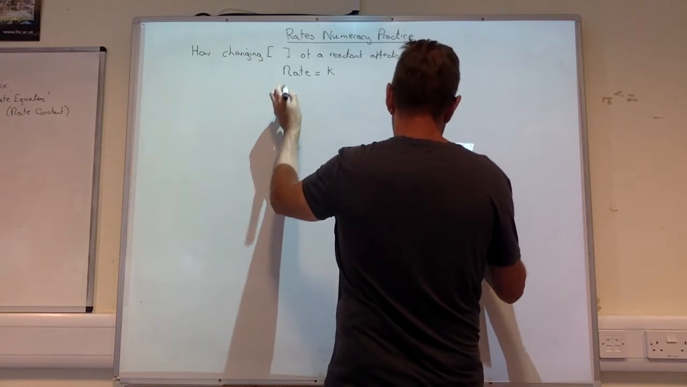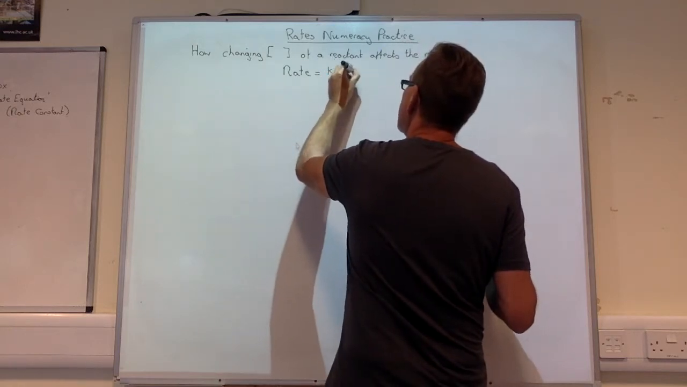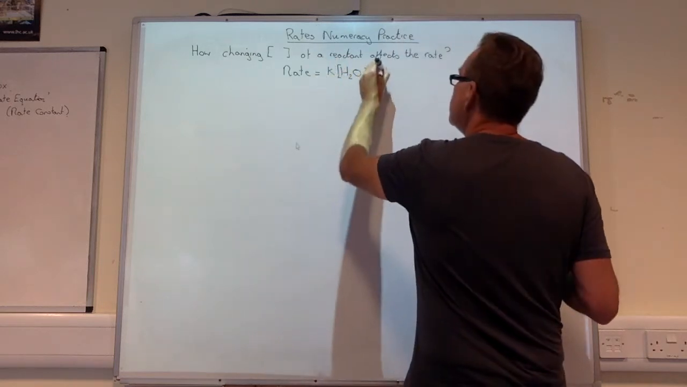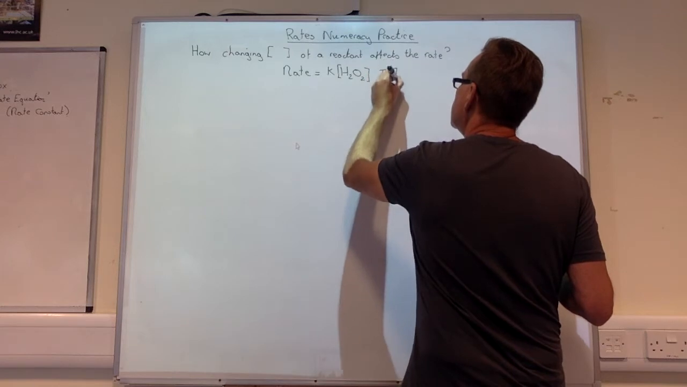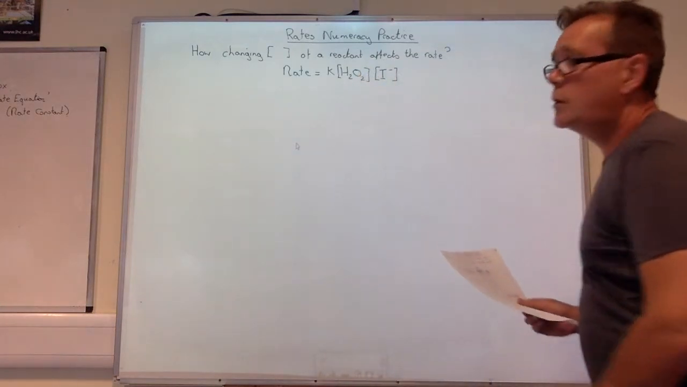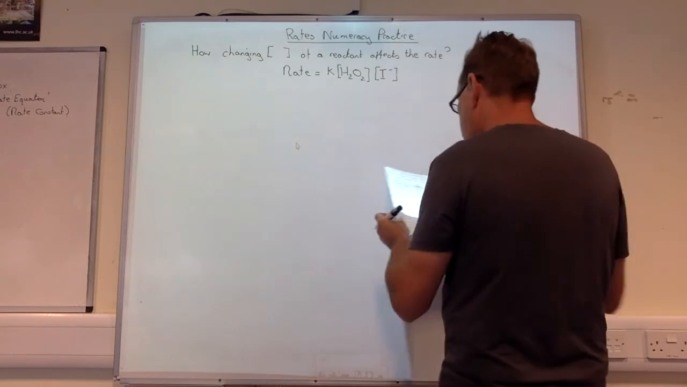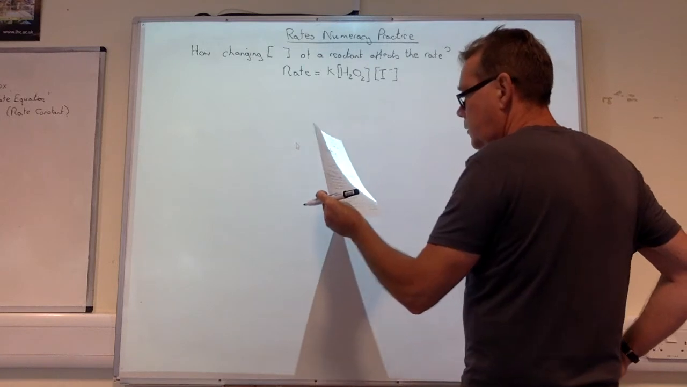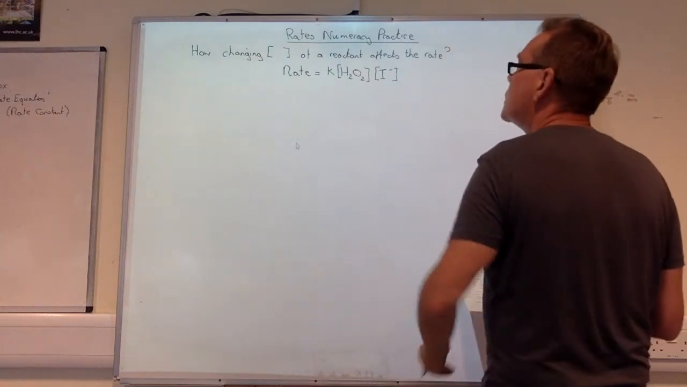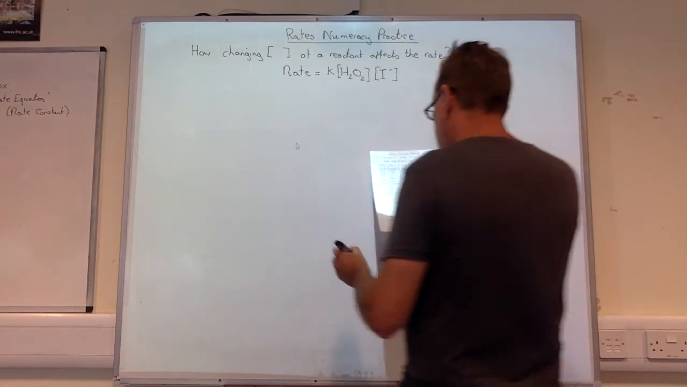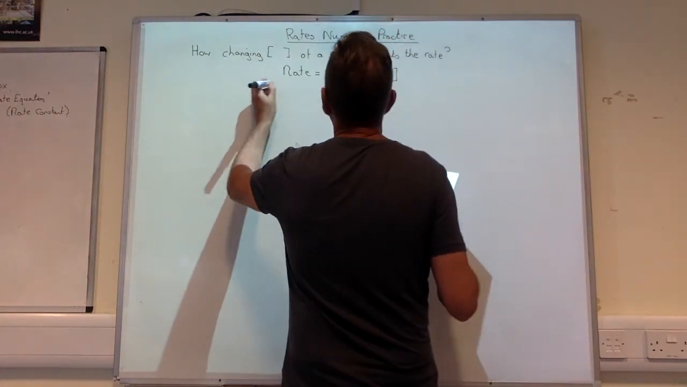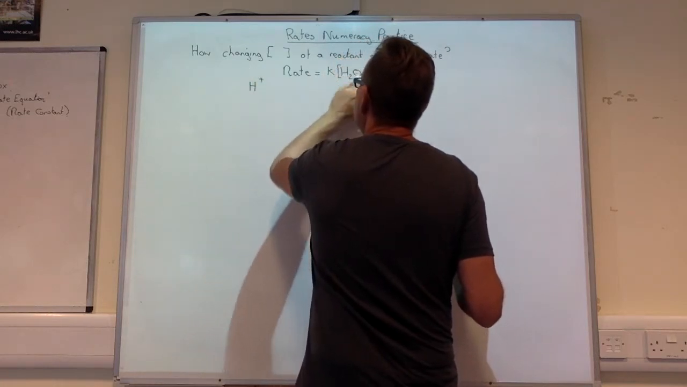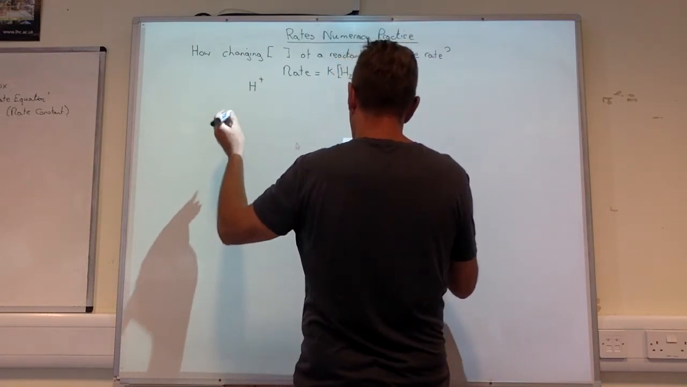You've got a rate constant k, and you've got two substances, hydrogen peroxide and iodide ions. Those two are what's in the rate equation. Now, the overall equation I will give you. The overall equation for this reaction includes acid, which interestingly isn't in the rate equation. That tells you something.